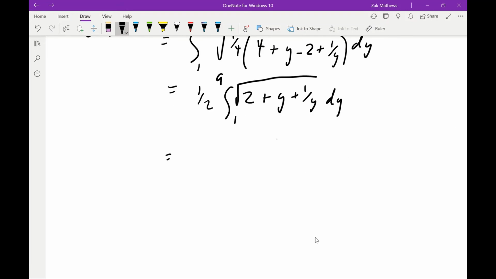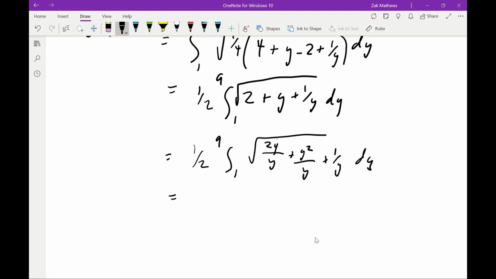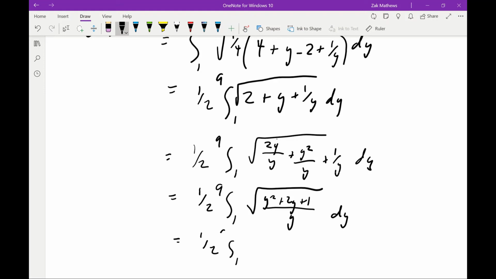All right, so now what we'll do is let's get a common denominator. So we'll have 2y over y, plus y squared over y, plus 1 over y. And we have our dy out there. And so if we think about this as a polynomial in the numerator in descending order, we'd have y squared plus 2y plus 1 over y, dy. So what I can do is I can factor the numerator now.